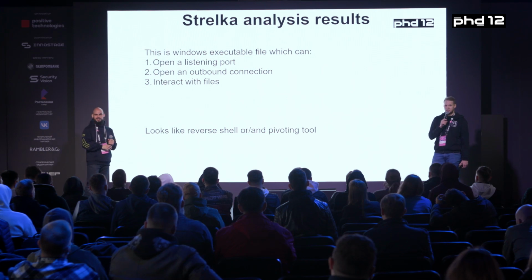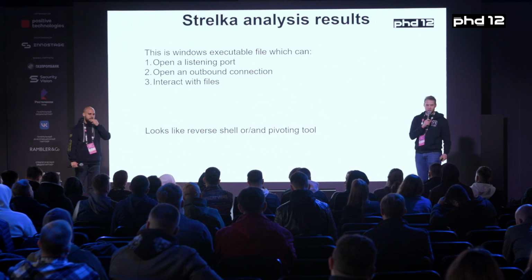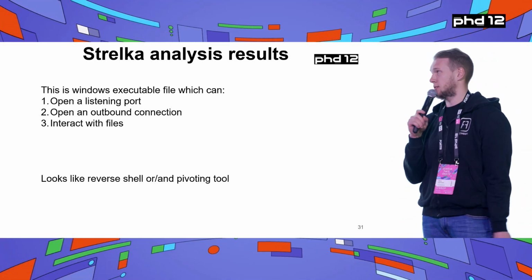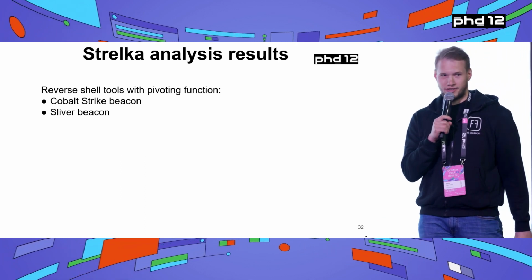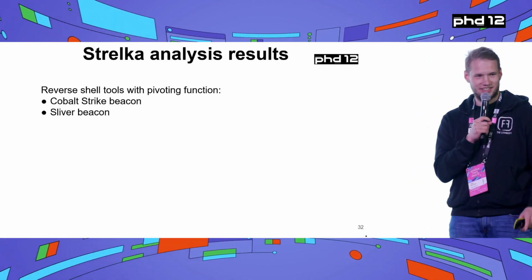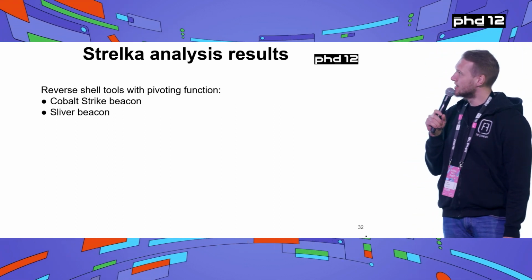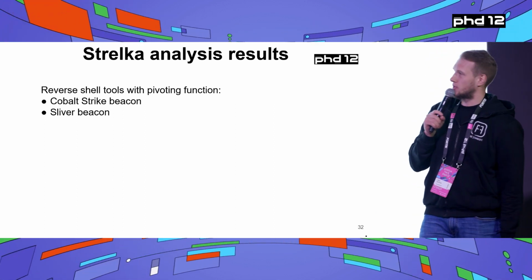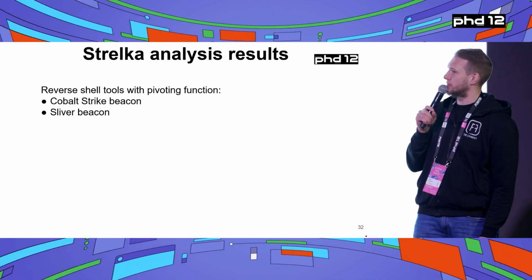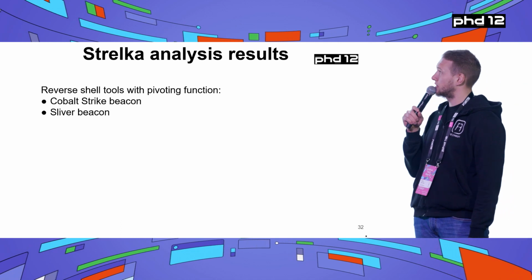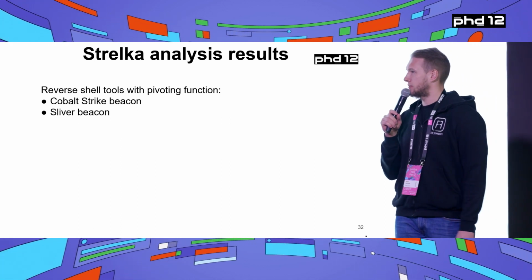Let's look at pivoting. Okay, there are no ideas. No, this is not Cheesy. That was a very cool idea, thank you. So there are two results, Cobalt Strike beacon or Sliver beacon. I think that we could assume what it is. Since it was Sliver, it allows reverse shelling and pivoting at the same time.